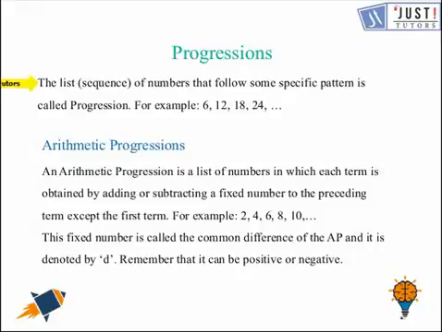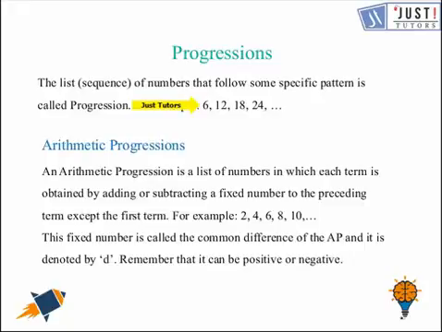So progressions are nothing but a series or sequence of numbers which follows a certain specific pattern, and that is called a progression. For example, let's have a look at the series given here. It's 6, 12, 18, 24. We can clearly make out that this is the series of the times table of 6. Or we can say that 6 is being added to every previous number except for the first one. So the number after 24 will be 30 and then 36.